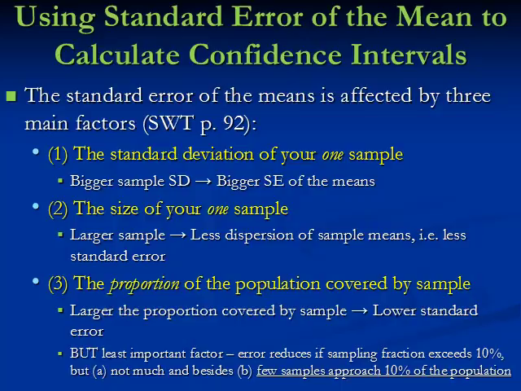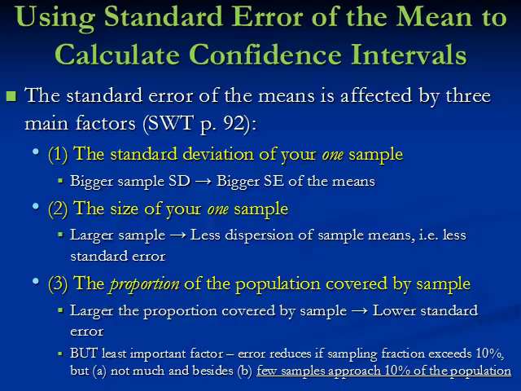I wanted to say it really just makes sense here. The first one just makes sense because the more variation in the values of your sample, i.e. the more spread out it is, the larger the standard deviation is, obviously the more likely that means of samples taken from that data are going to veer further from the population mean.